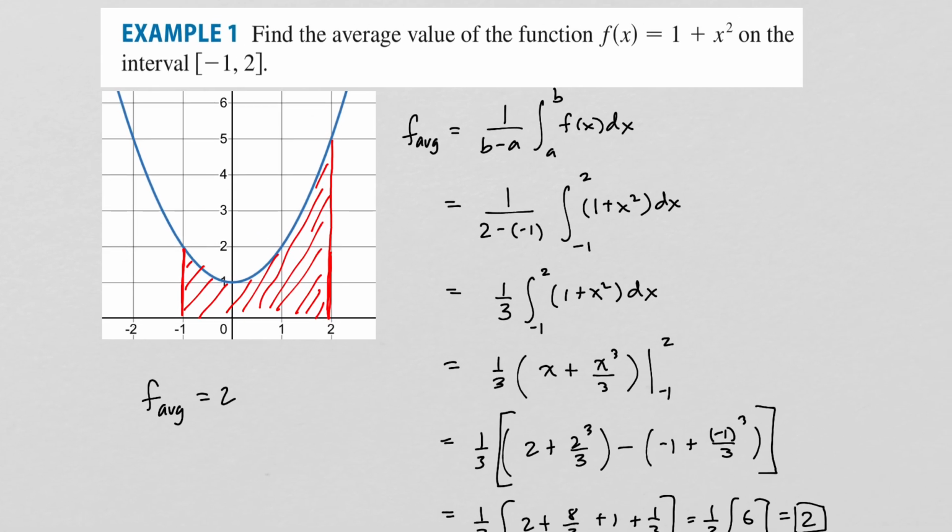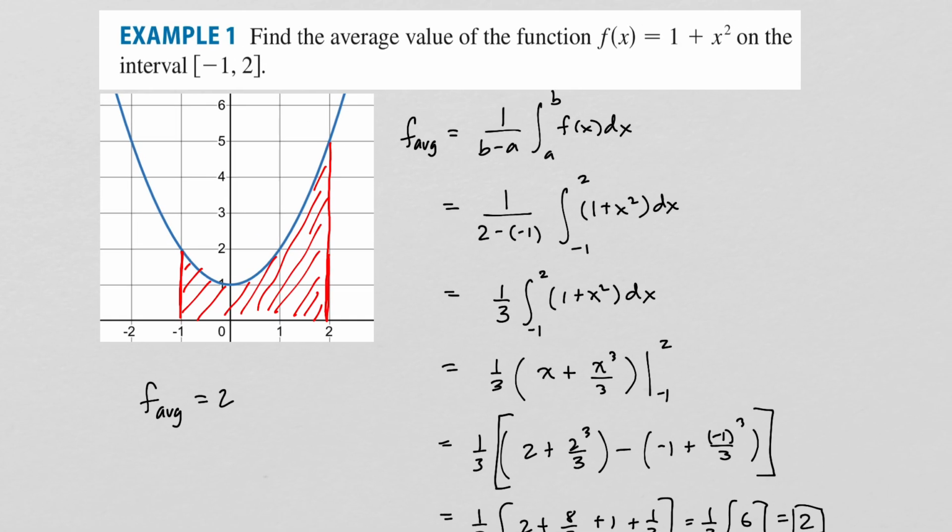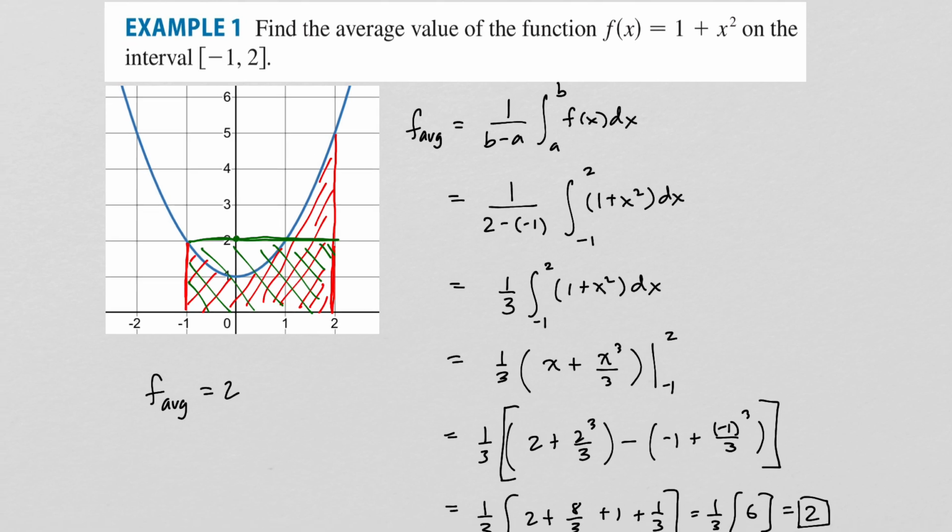What that means from a graphical perspective is that if we go to the number 2 on the y-axis and draw a line straight across, the area under this rectangle, this green area here, is actually equal to the area under the curve, the red area. So that is what is meant by the average value of a function.